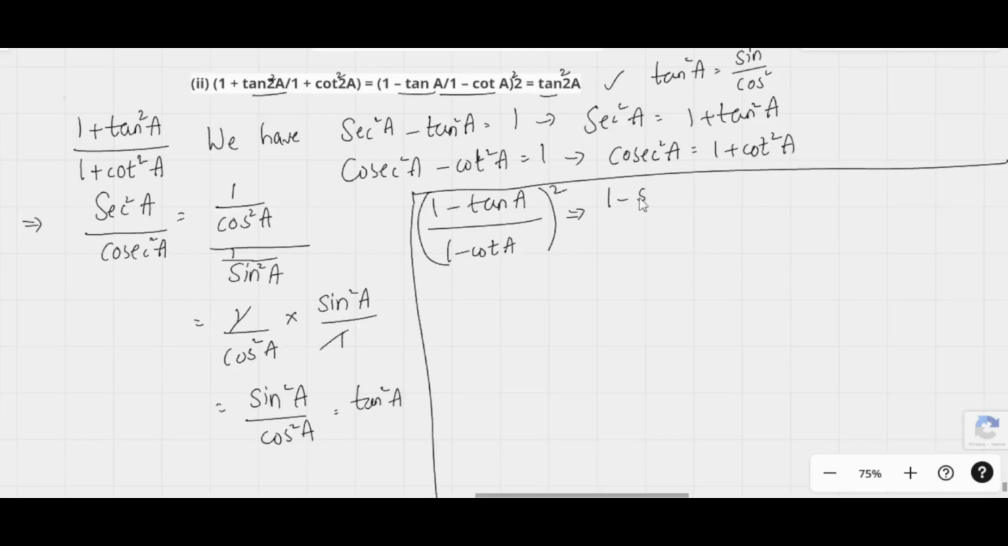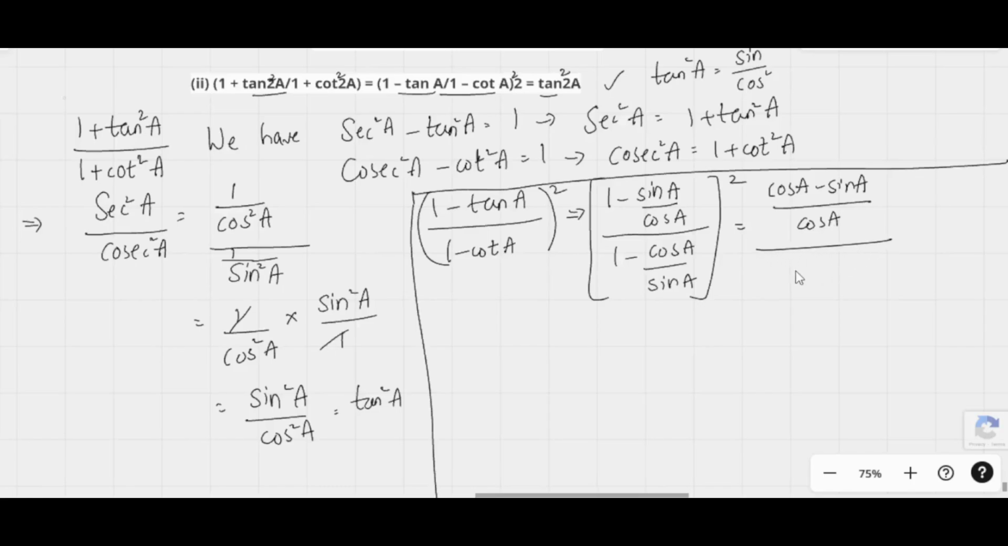Okay, (1 minus sine A by cos A) by (1 minus cos A by sin A) whole square. Done? Yes. Now take the LCM. (Cos A minus sin A) divided by cos A, again by (sin A minus cos A) divided by sin A, whole square. Done.